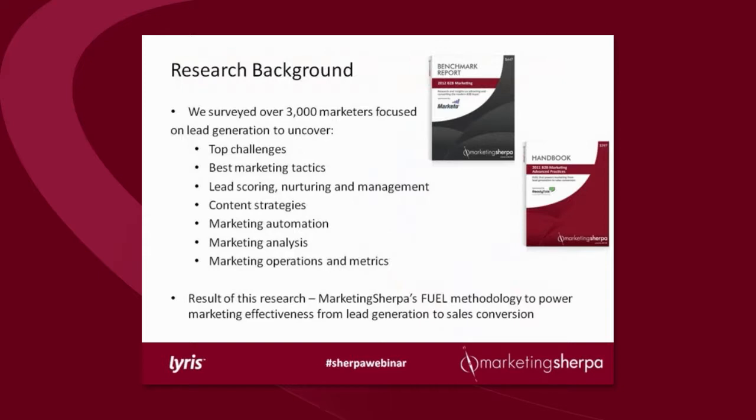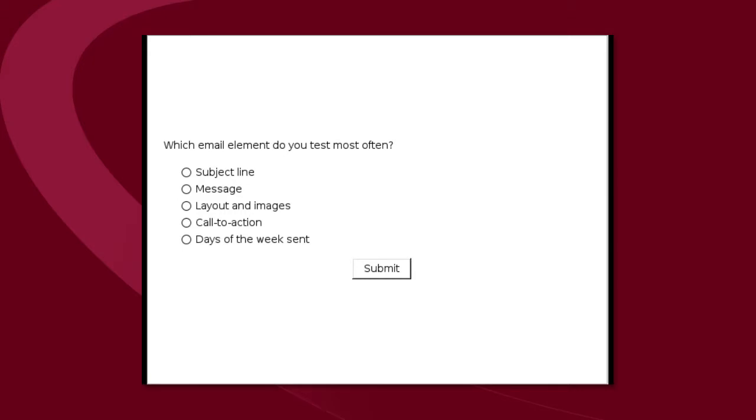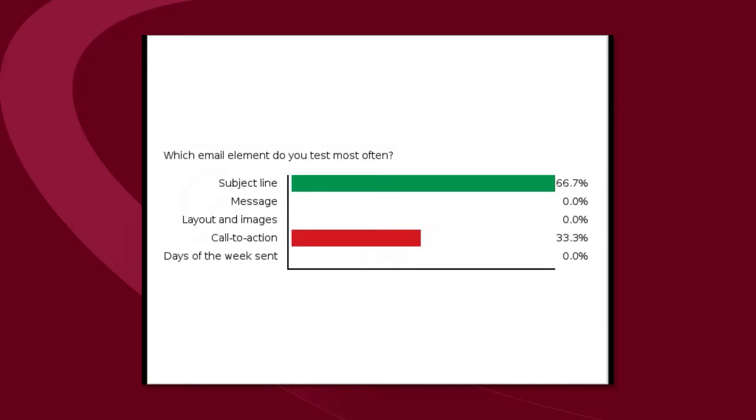With that, to help us get a better understanding, Will, can you launch this poll for us? We want to get an understanding of what you're testing right now in email. So which email elements do you test most often? You can simply reply to that poll right there on the screen. Is it the subject line, either the wording or the length of the subject line? Is it the message itself? Are you testing the headline or the copy or something else in the message? Are you testing the layout and images? So less about the copy, but more about the visual look. We know you might be testing multiple things, but please tell us what you test most often. Is it the call to action? Is it the days of the week sent? What are you testing most often?